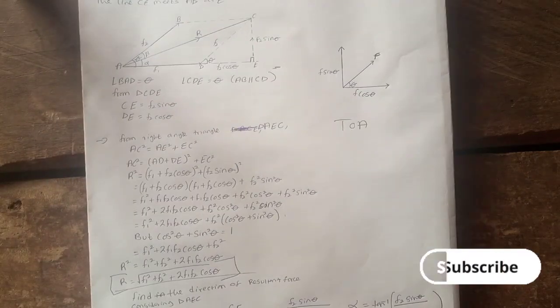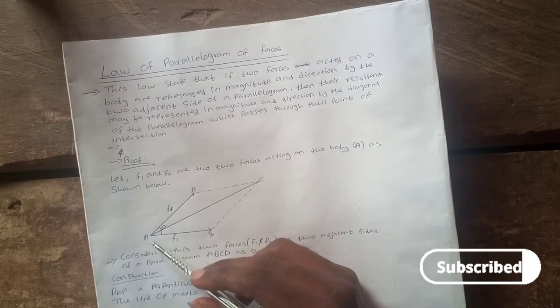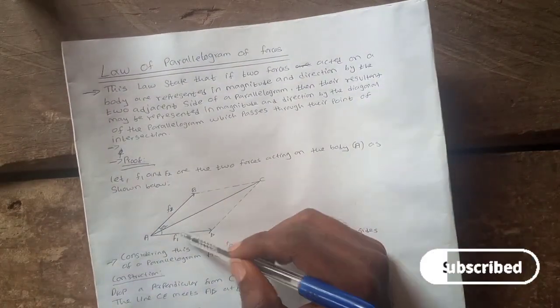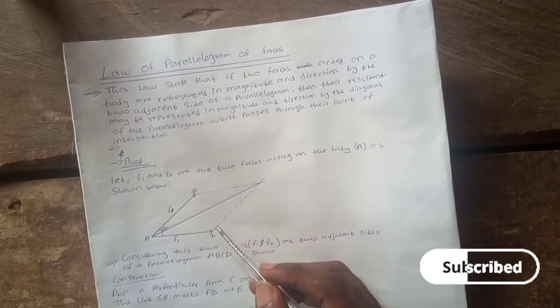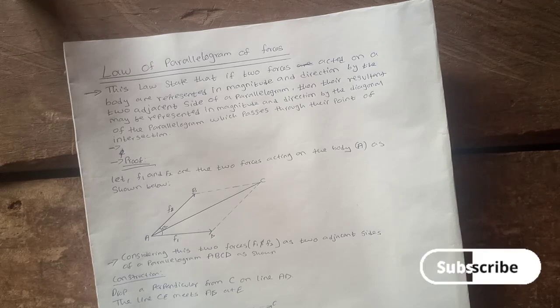So that is it. According to the law of parallelogram, if two forces acting on a body are represented in magnitude and direction, this is the magnitude and these are the direction, by the two adjacent sides of a parallelogram, then their resultant may be represented in magnitude and direction by the diagonal of the parallelogram, which passes through their point of intersection.